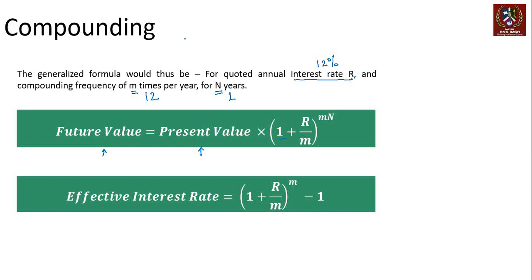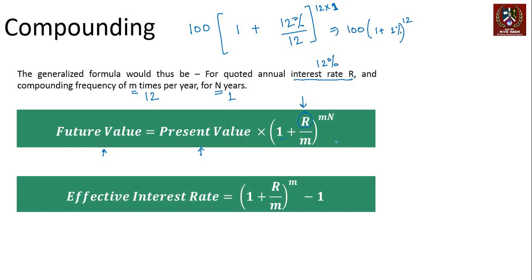Let's look at this formula. Present value is 100 into 1 plus R, which is 12%. The numerator R here is 12%, divided by M. M is the number of times you will compound it during the year, which is also 12. And then multiply M, which is 12, into the number of years you're looking at. That's the future value. So that's the formula we introduced, which was 100 into 1 plus 1% to the power 12.